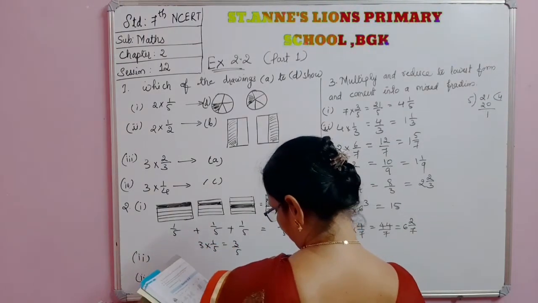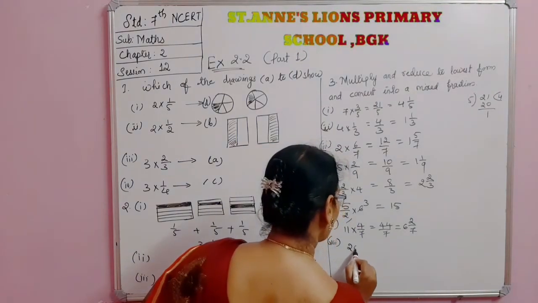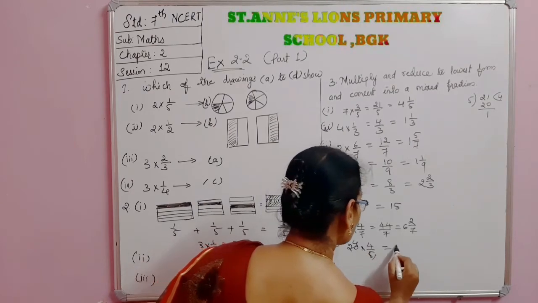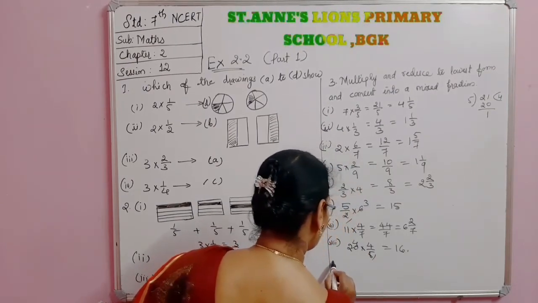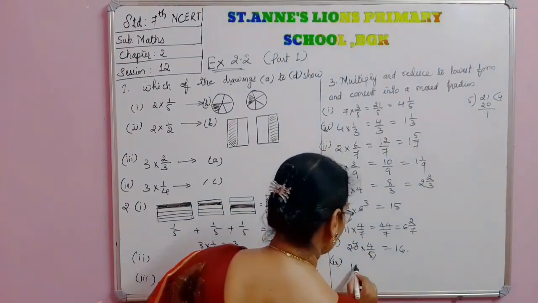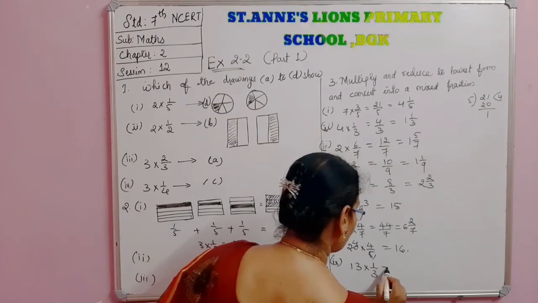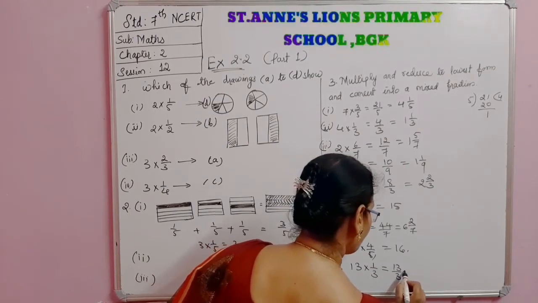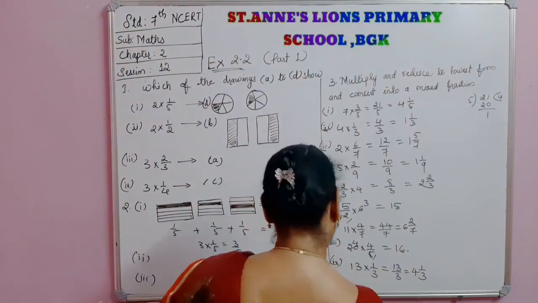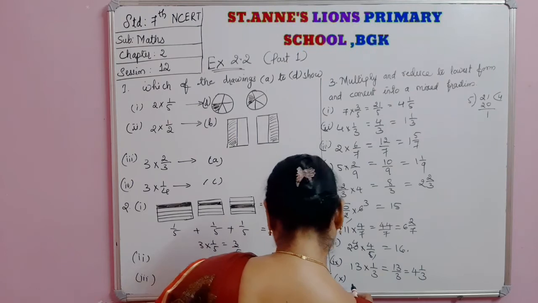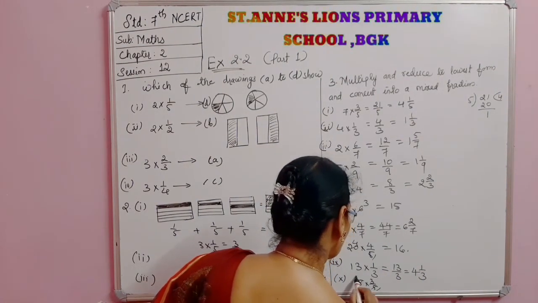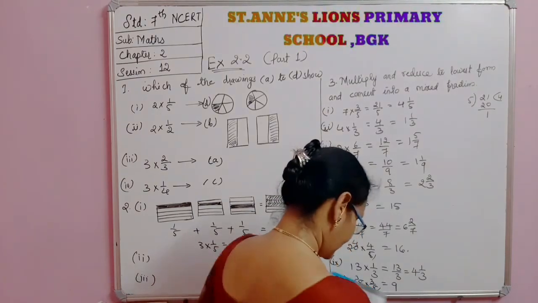Next, eighth one, 20 into 4 by 5. 5 ones are 5, 5 fours are 20. Answer is 16. Next, ninth one, 13 into 1 by 3. 13 by 3. 4 integer 1 by 3 is the answer. 10th one is 15 into 3 by 5. 5 threes are 15, 3 threes are 9, is the answer.